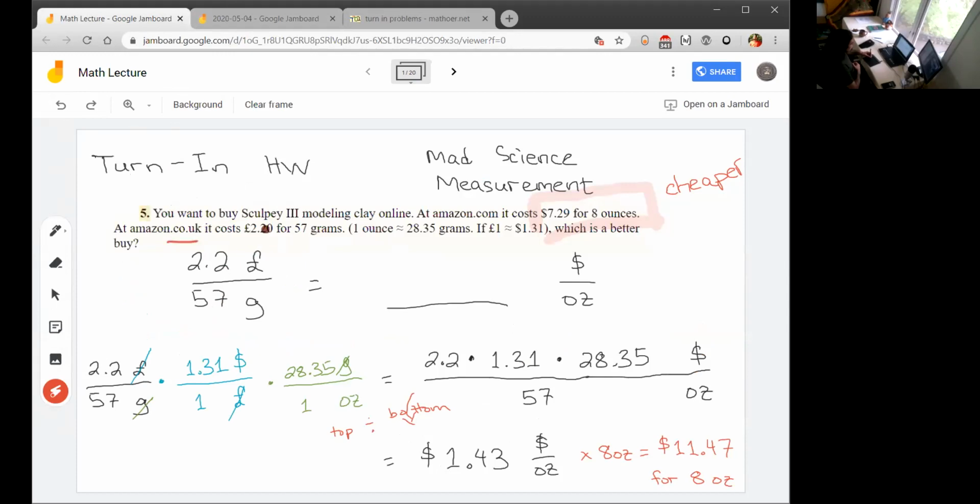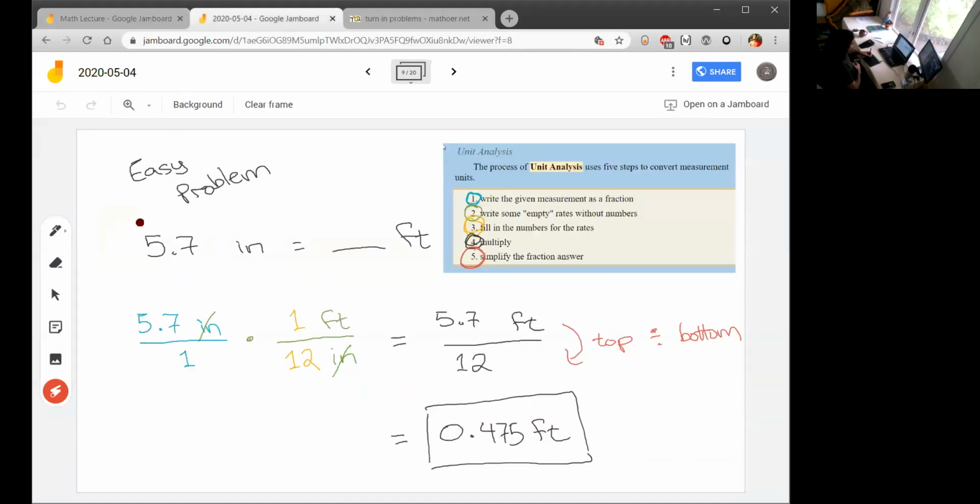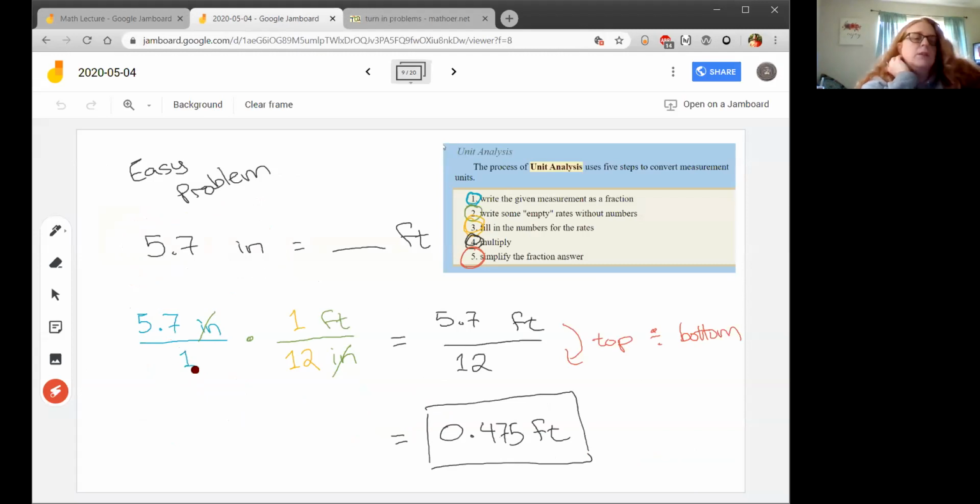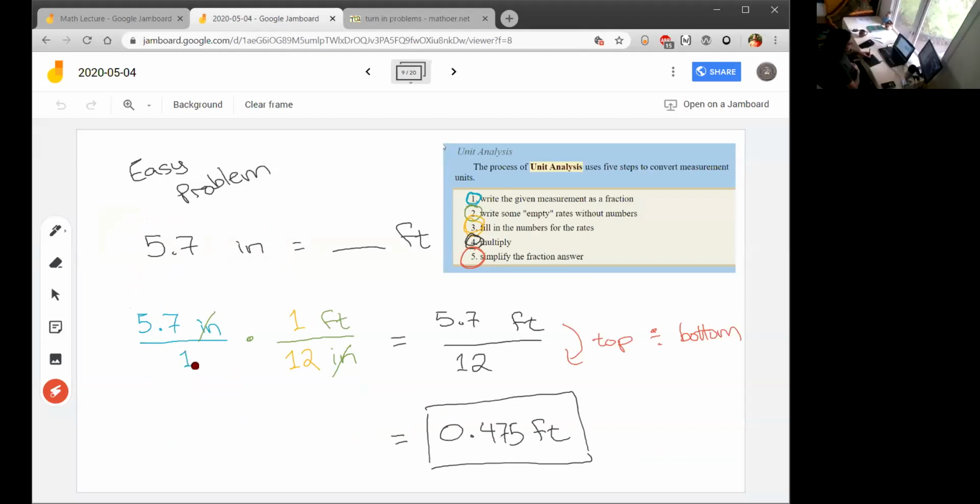So since this one already started as a fraction, because rates we write as fractions, then I could just put it there. I don't have to do anything to it. Whereas this one isn't a fraction, it's just a number, how long something is. So to make it a fraction, I have to put it over 1. And I'm not putting it over 1 of anything. It's not per 1 day. It's not per 1 pound. It's just over a plain 1.